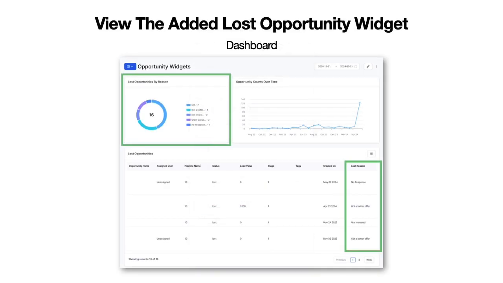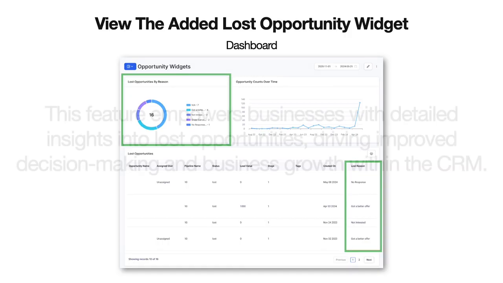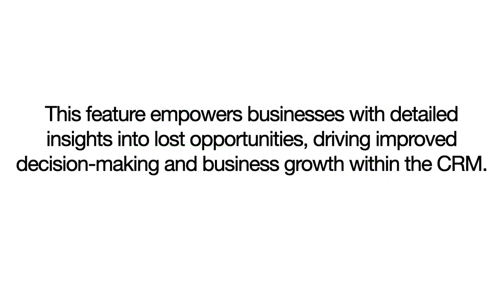Now you can view both the line and the pie chart within your opportunity widget in the dashboard. This feature is going to empower your business with detailed insights into lost opportunities, driving improved decision making and business growth right within the CRM.